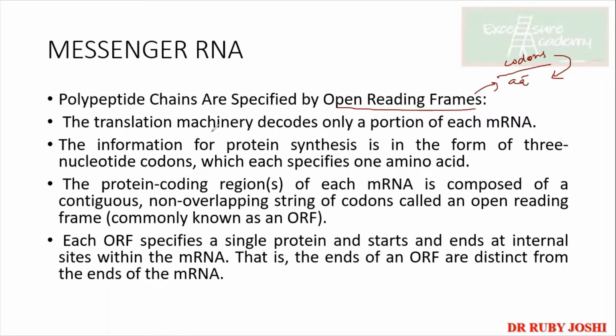Okay. So the translation machinery decodes only a portion of each mRNA. The information for protein synthesis is in the form of a 3-letter code, that is your codons, each of which specifies one amino acid. So if you remember the genetic code, how many codons are there? Can anyone tell me how many codons there are? Any idea how many codons there are? Yes, anyone?